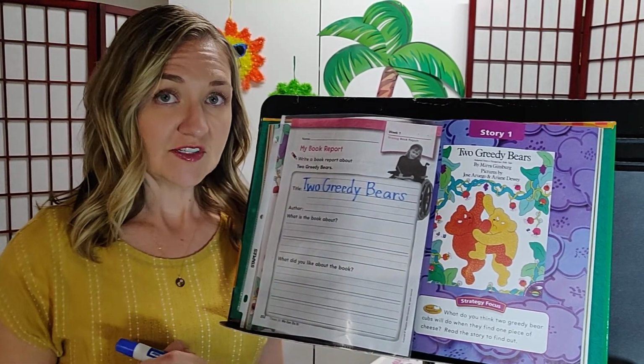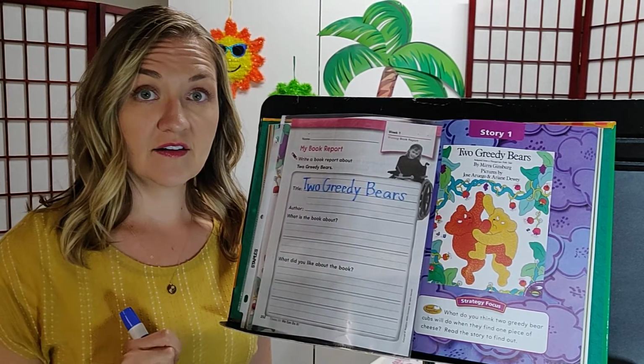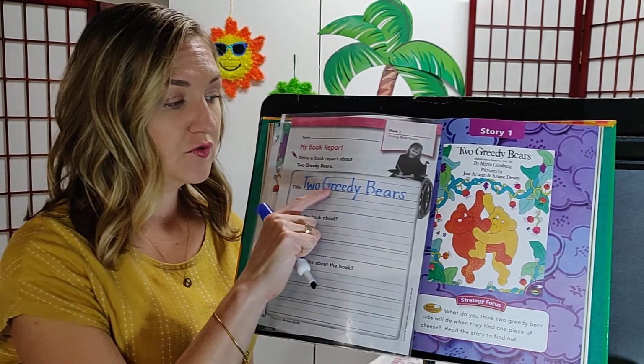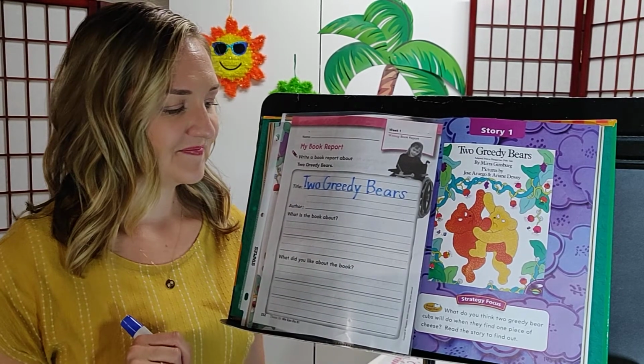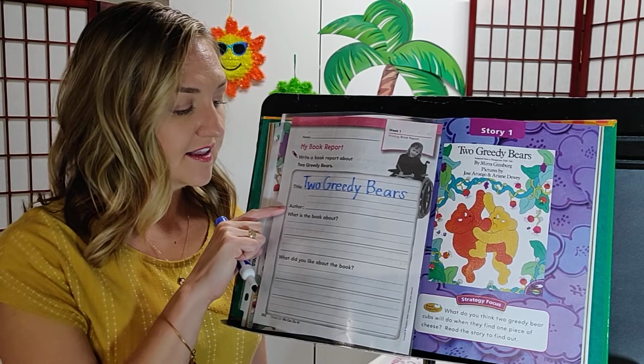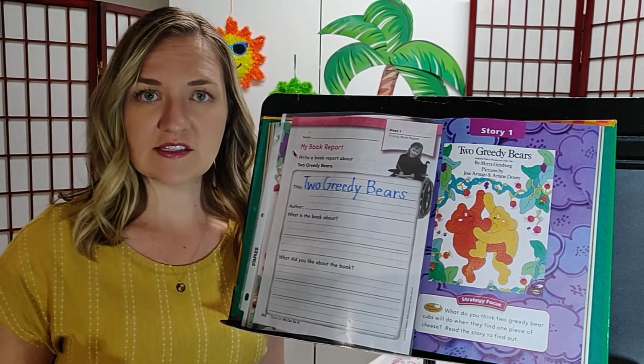It's important to notice for the title that each word gets a capital letter. So make sure when you write Two Greedy Bears, all of those words have capital letters. The next part asks for the author. Who is the author? The person who wrote this story.